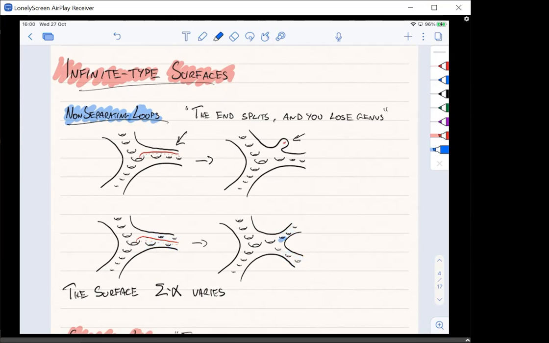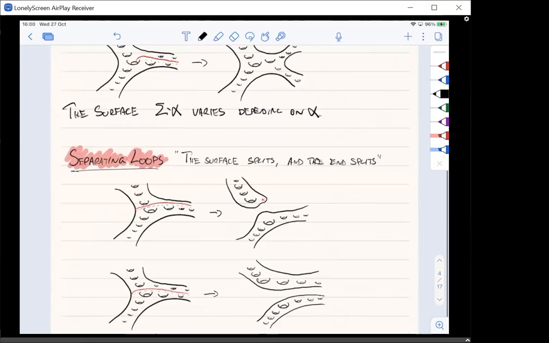Okay, so these things are kind of tricky to keep track of. But the point is, the complement of this surface, so sigma minus alpha, varies depending on alpha. And that just wasn't true for non-separating loops for finite type surfaces.